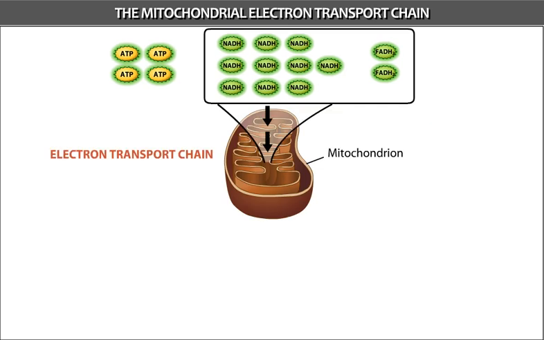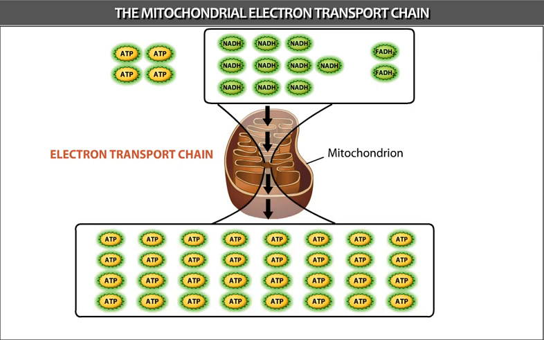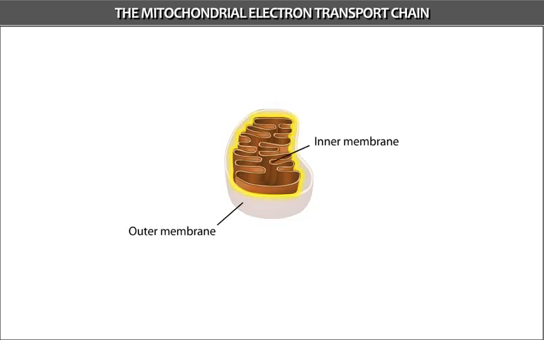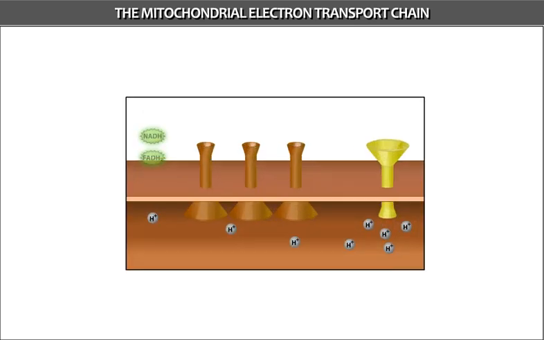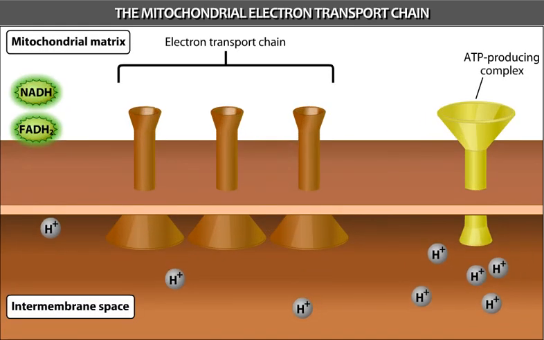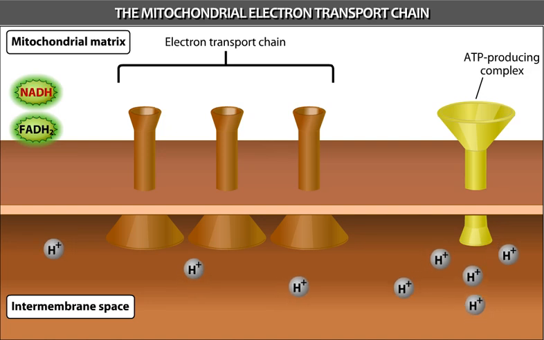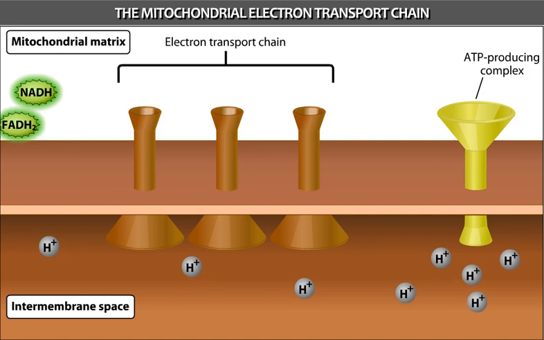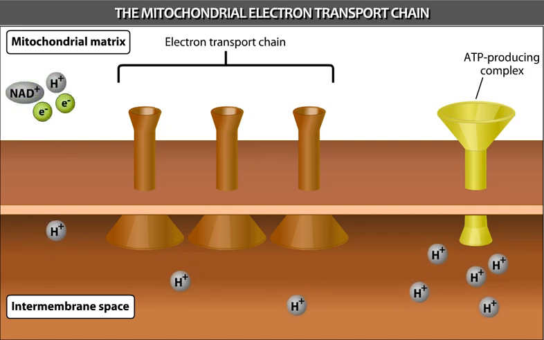Through the electron transport chain, the cell can now use the energy in NADH and FADH2 molecules to make many more molecules of ATP. The mitochondrion has two membranes, an outer membrane and an inner membrane, and is essentially a bag within a bag. The proteins of the electron transport chain reside in the inner membrane. Both NADH and FADH2 donate electrons to the chain. We will use NADH as an example.